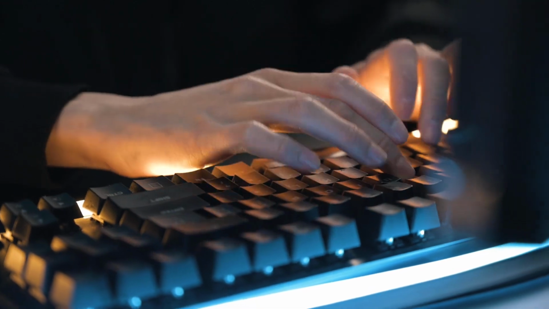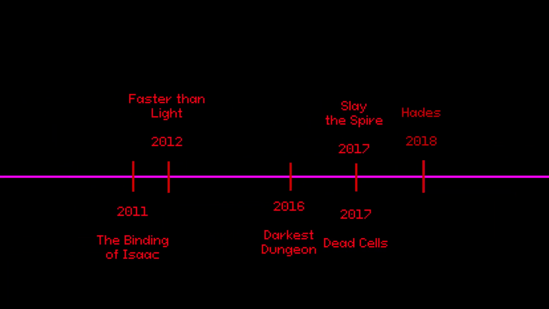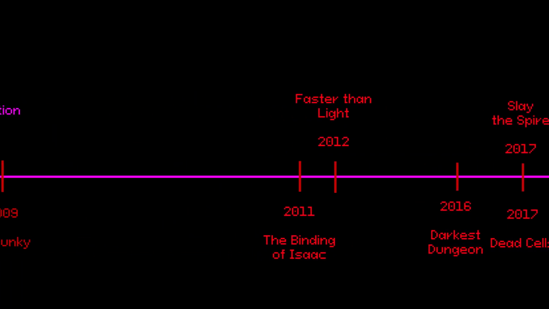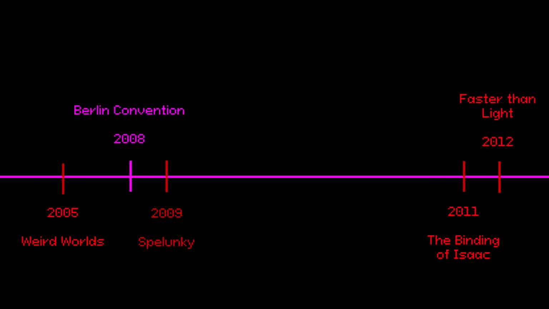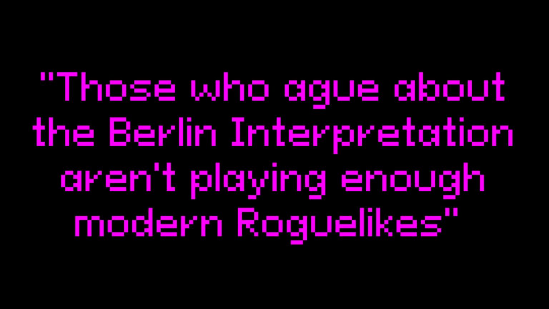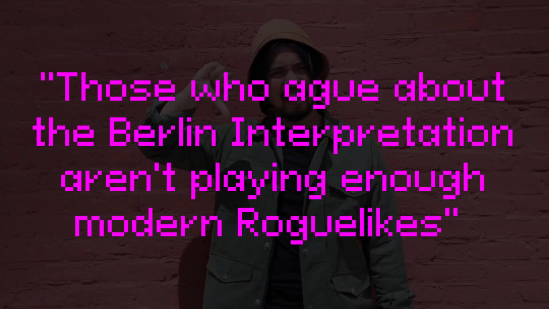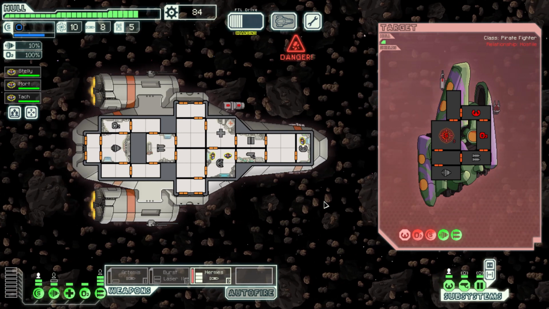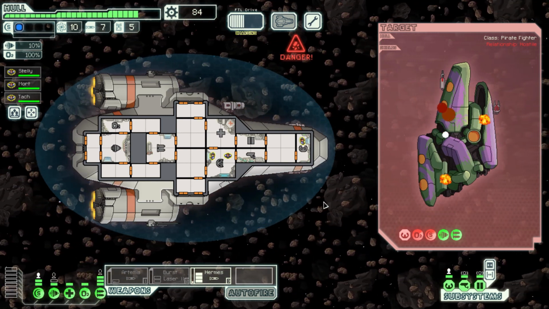The roguelike scene has seen many changes since 2008. The explosion of the genre happened right after 2008. So this interpretation is out of date and out of touch with modern roguelikes. You could also say that those who argue over the Berlin interpretation aren't playing enough modern roguelikes. The Berlin interpretation limits creative potential and pushes people out of the community. Descriptors like turn-based get used as clubs to beat other games out, even games that do innovative things with the time system like Faster Than Light.